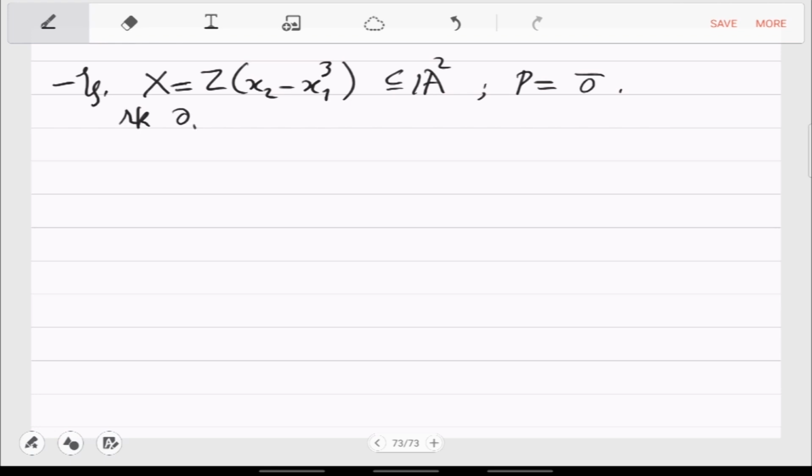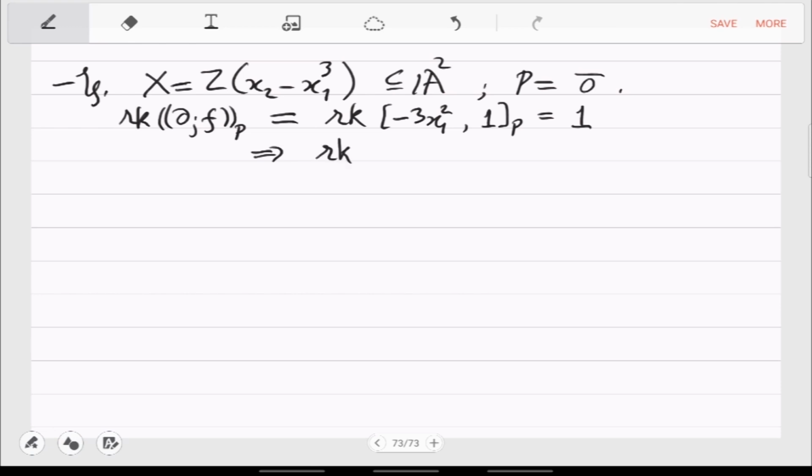The rank of the Jacobian: here you only have one polynomial, so this is just a vector. It's equal to the rank of (minus 3x1 squared, 1) at the point P, which is the rank of (0, 1), which is 1. This implies that the rank of the tangent space is equal to 2 minus 1, which is 1, which is the dimension of X, which means that P is smooth.